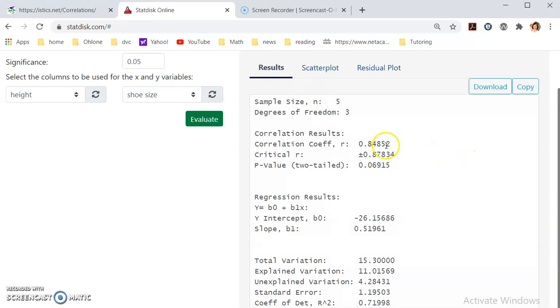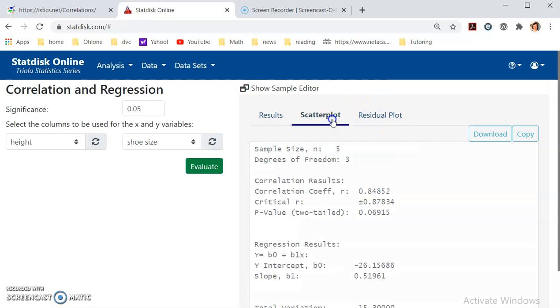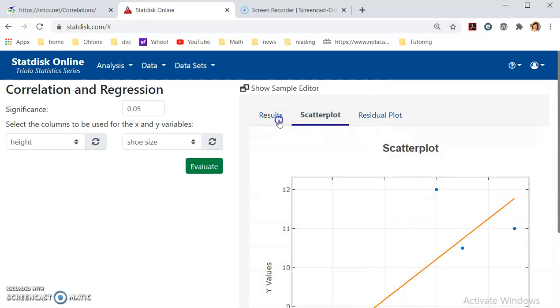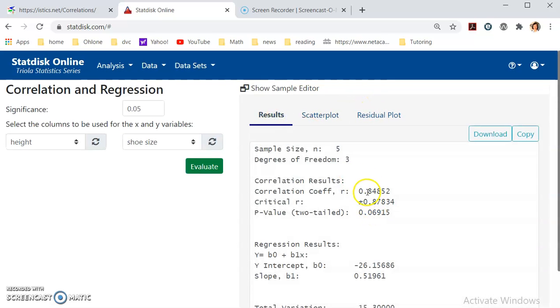So positive, you can see that the line is positive, right? It has an upward trend. Also, it is close to 1. 0.8 is closer to 1 than to 0. So we say it is a strong correlation.